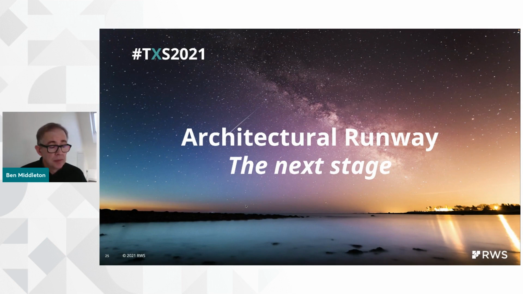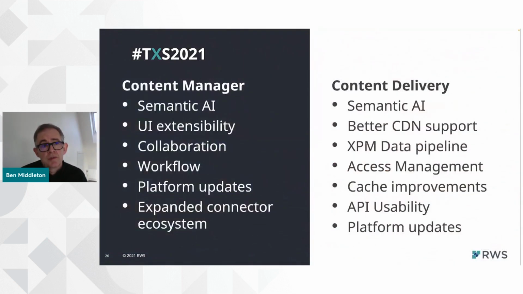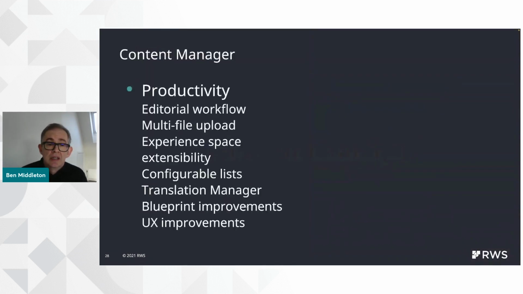I just want to take a couple more minutes to talk about what's coming up. So these are some of the areas within Content Manager and Content Delivery that we would like to work upon. This covers, in particular, Semantic AI. We'd like to continue our UI extensibility, improve our collaboration and workflow. Nick's team will continue to expand our connector ecosystem. And obviously, we want to keep our platforms up to date. On the content delivery side, we have some areas that I'll discuss coming up.